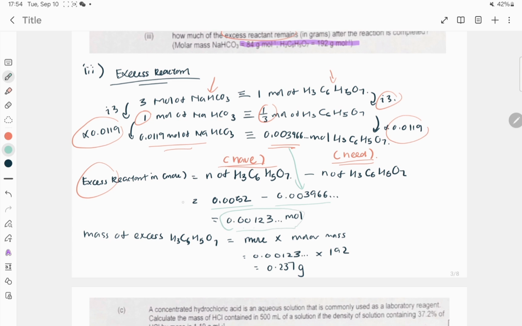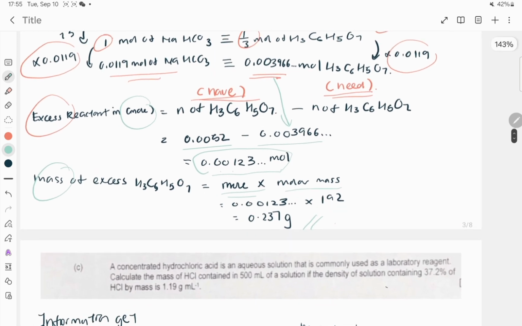That's the excess, but it is in mole. We want it in grams, so we need to calculate the mass. To calculate the mass, it's simply the mole times the molar mass to get the final answer of 0.237 gram.